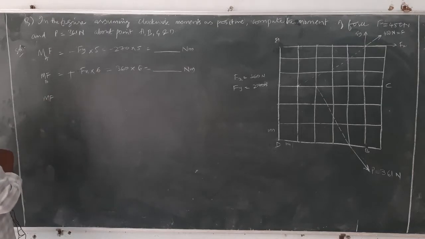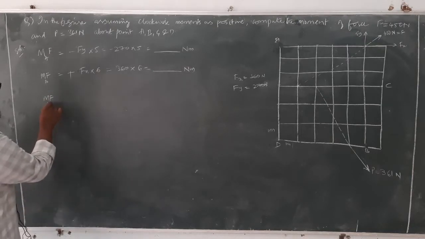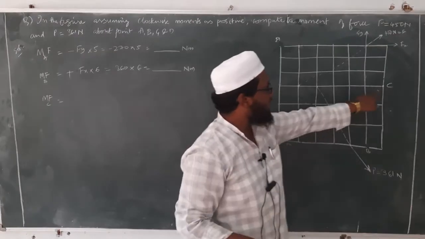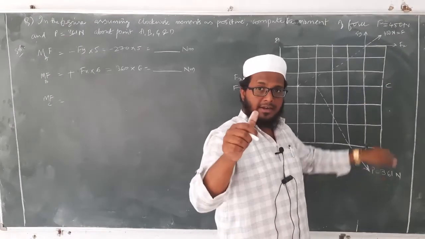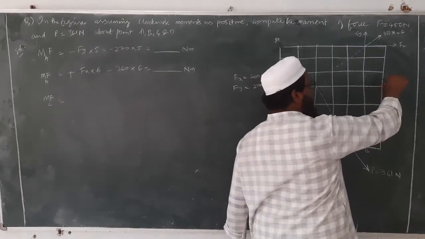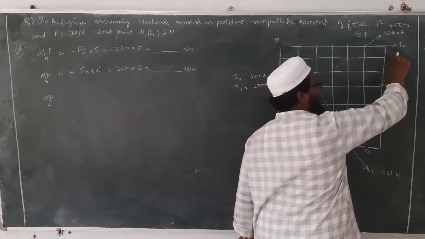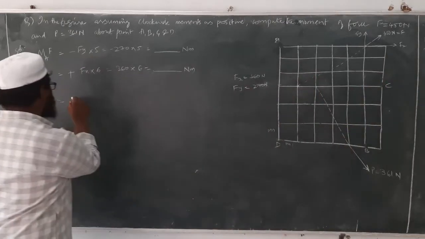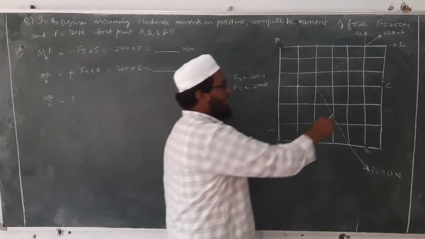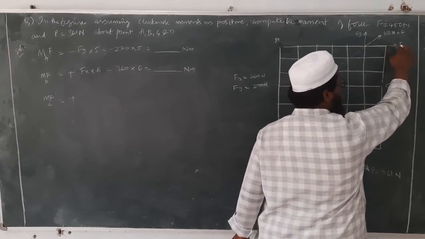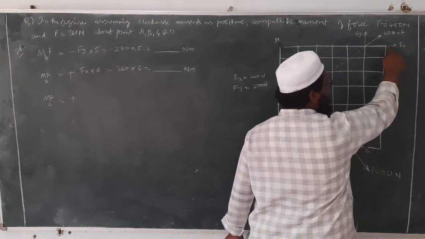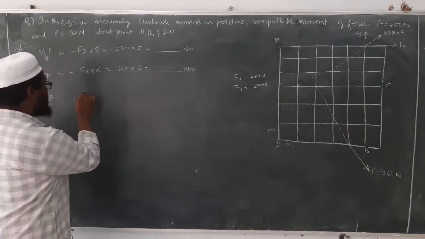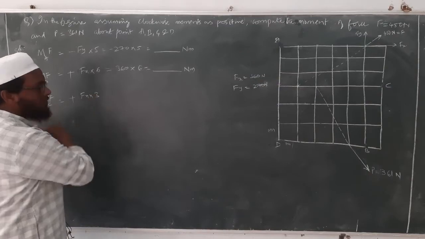We have moment of F about point C. A, B, next is C. Now see here, this point C. Now what I will do now? I will try to keep my thumb on point C and see the force Fx. Again Fx is going in clockwise direction. So I will write here plus first. Then force is Fx into perpendicular distance 1, 2, 3 till point C. So plus Fx into 3.